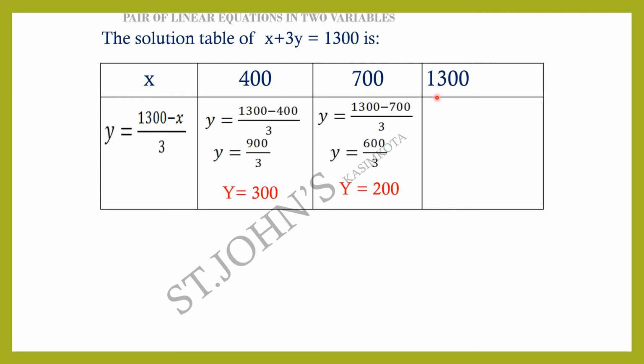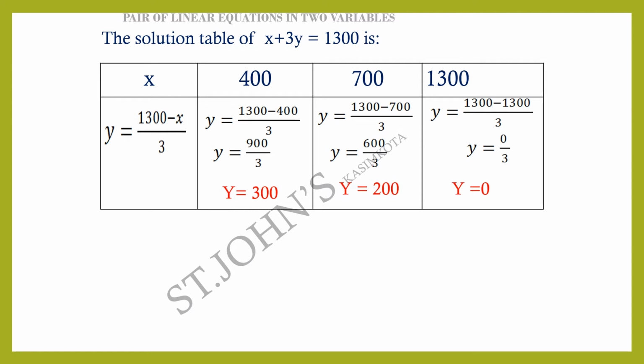And the last value, x equals 1300. Then y equals 1300 minus 1300 by 3. So 1300 minus 1300, we get 0. So y equals 0 by 3, which means y equals 0. Now x equals 1300, then y equals 0. So these three are ordered pairs for the second equation, x plus 3y equals 1300. Are you clear? Now I have to write the solution tables.